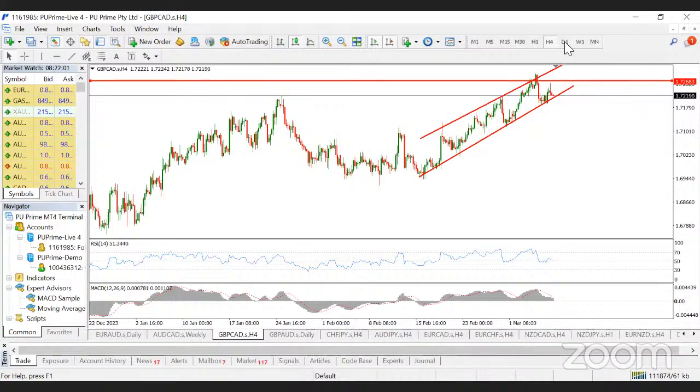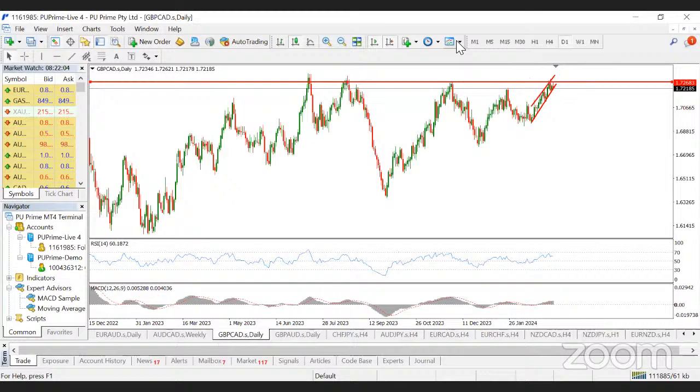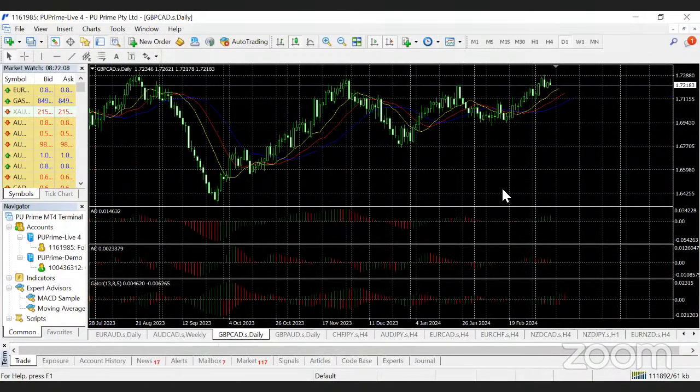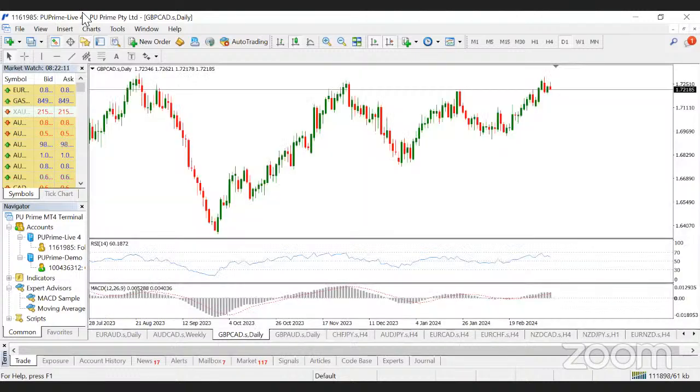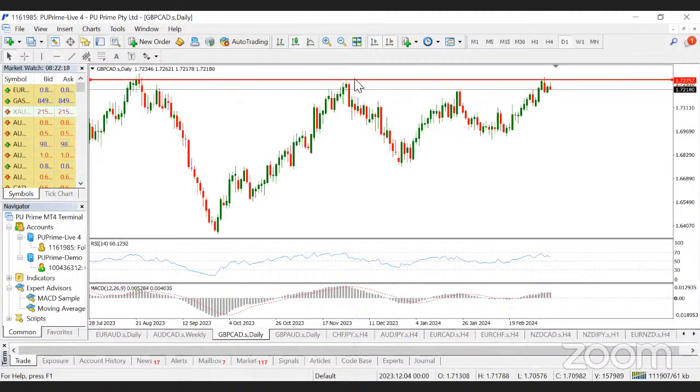On the daily time frame, we have price hit a resistance level some few days ago. One, up to the second time, and a third time. So technically, we're looking for a bearish movement on GBP CAD.